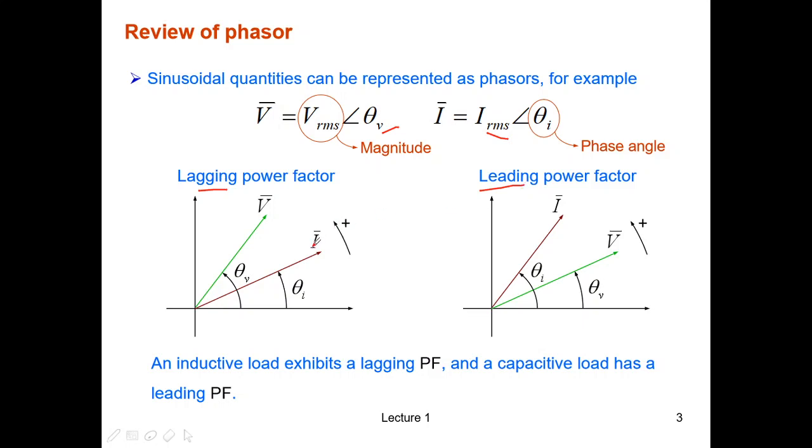So on the left hand side, we have 2 phasors V and I rotating counterclockwise with initial phase angles theta V and theta I. And in this case, the current phasor is lagging with respect to the voltage phasor. Therefore, we call this a lagging power factor case. On the right hand side, the current phasor is now leading the voltage phasor, and therefore we have a leading power factor in this case. A lagging power factor is the characteristic of an inductive load, and a leading power factor will represent a capacitive load.